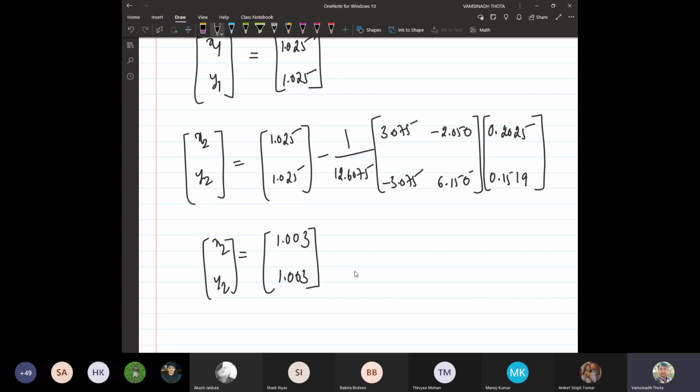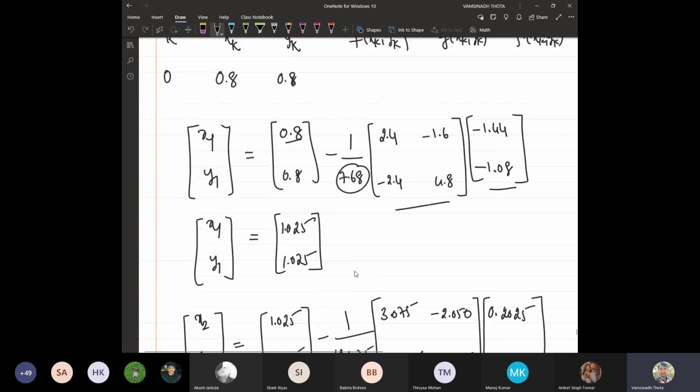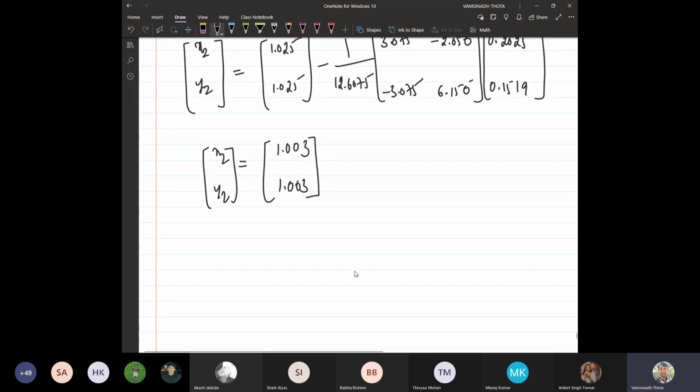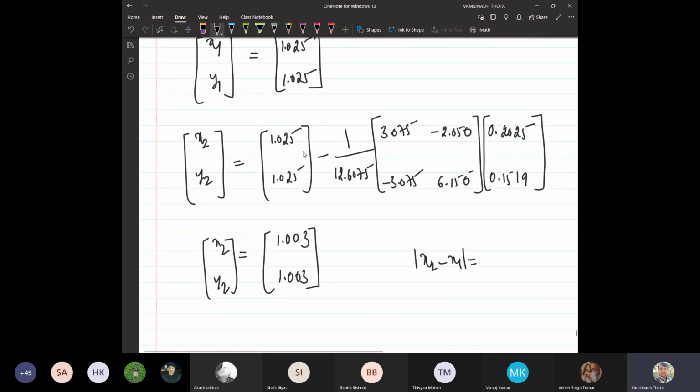Okay, it asked us to perform 2 iterations, so that is what we have already done. Now let us see what is actually happening with the stopping criteria. What is the stopping criteria here? x2 minus x1. What is the difference x2 minus x1? 1.003 and 1.025, so it is basically 0.00... how much? Is it 0.003 or 0.030?